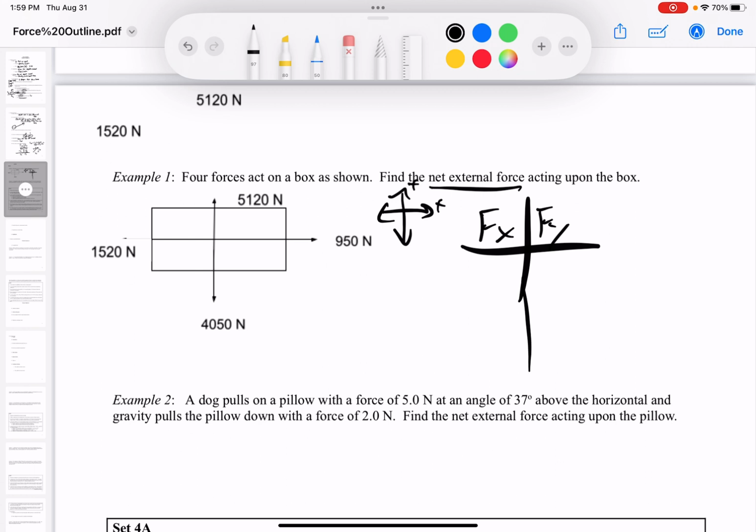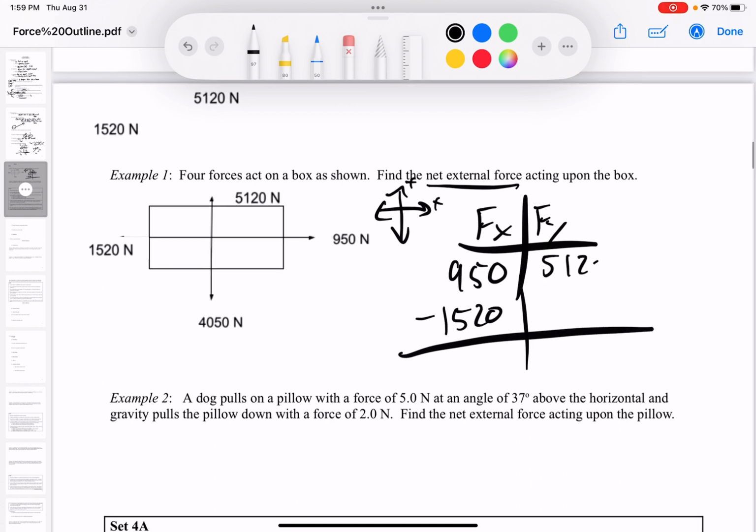So in the x direction, I have 950 minus 1520. And then in the y direction, I have 5120 and 4050. Okay, and so in the x direction, I'm going to have something like negative 570. And then in the y direction, I'll have something like 1070. Okay, those are both newtons.